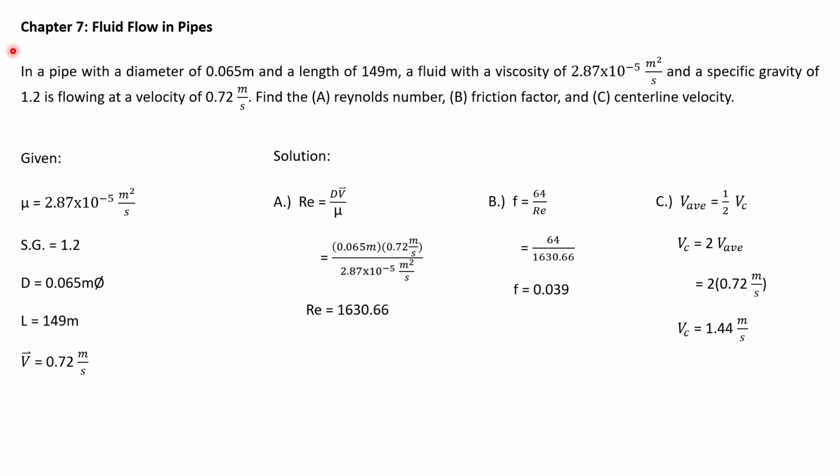So the problem is, in a pipe with a diameter of 0.065 meters and a length of 149 meters, a fluid with a viscosity of 2.87 times 10 to the power of -5 meters squared per second and a specific gravity of 1.2 is flowing at a velocity of 0.72 meters per second. So find the Reynolds number, the friction factor, and the centerline velocity.